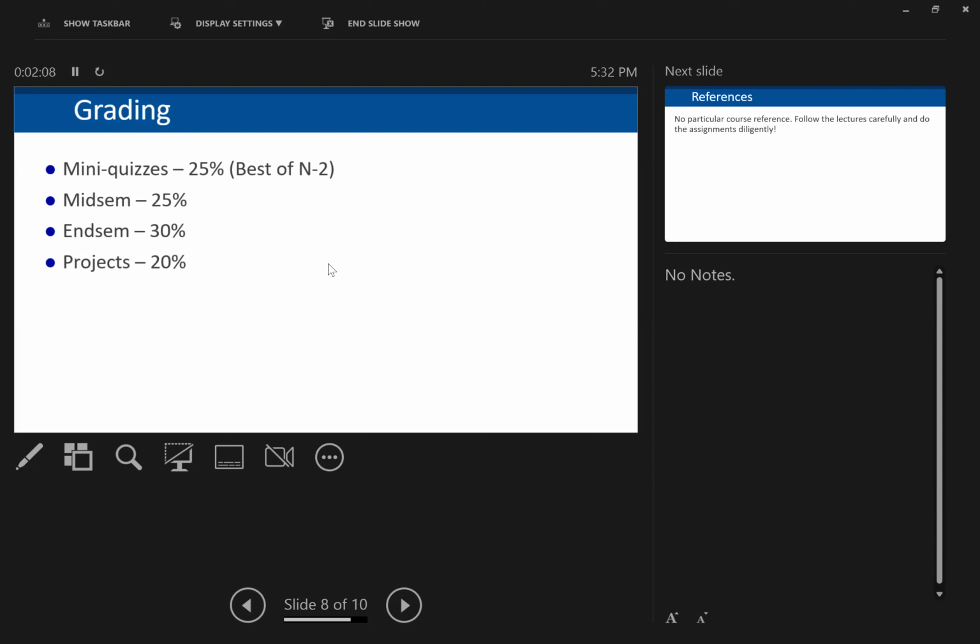So what this means is that if you miss one mini quiz, there is no question of makeup because it is not going to affect your grade. But if you miss more than 2 mini quizzes and you want a makeup, you will have to provide valid reasons for all the mini quizzes that you have missed. Okay. Mid-sem is 25%, end-sem is 30%, and projects are around 20% weightage. And this weightage might change by 5% at the most during the course.